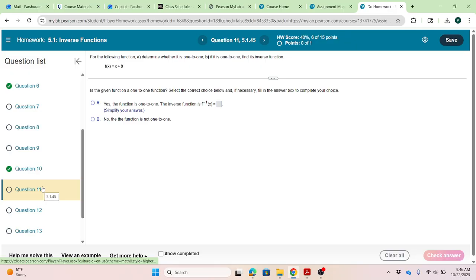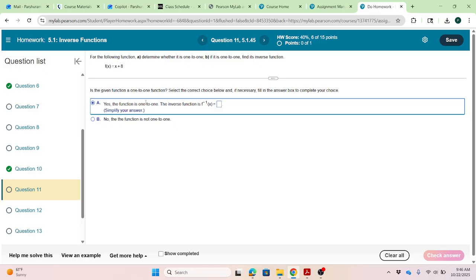Let's try another one. For the following function, determine if it's one-to-one or not. If it's one-to-one, find the inverse. This is a linear function. A linear function is always one-to-one, so the answer is yes, it's one-to-one. How do you find the inverse?